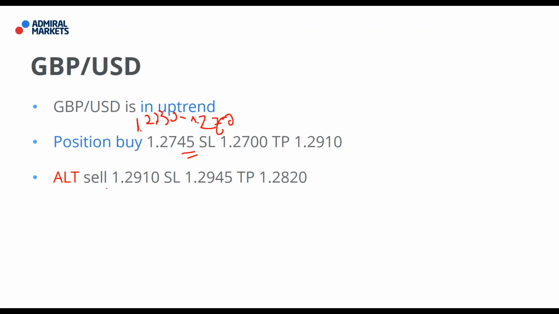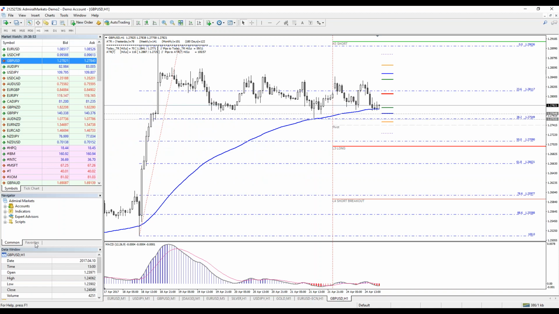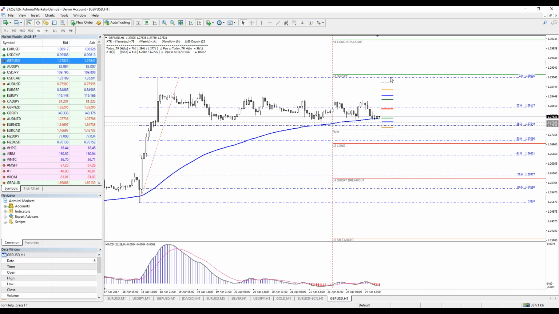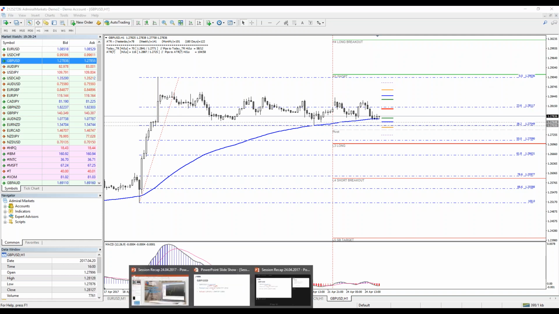1.2910 is a sell, and why 1.2910? Because I think that this range hasn't been retested. So if the price spikes up, it will be a retest. You see, this is the first touch. There was no retest. This is range. So if we see a bounce, I think that we will also see sellers from this zone. And it's also the H3 weekly Camarilla resistance.